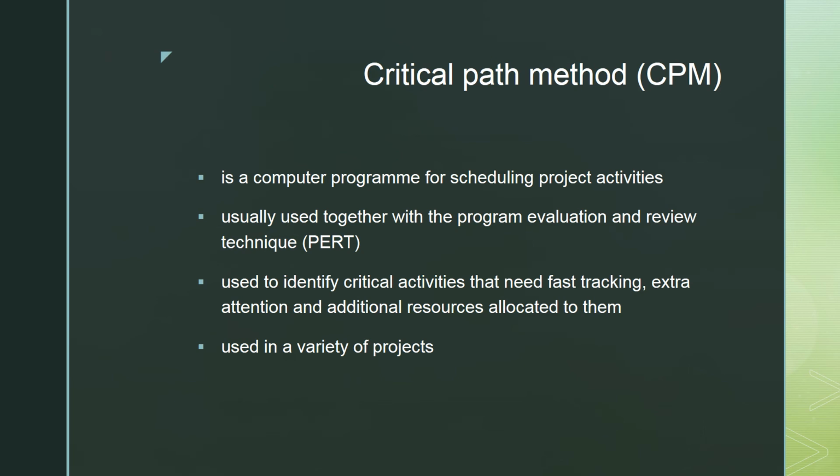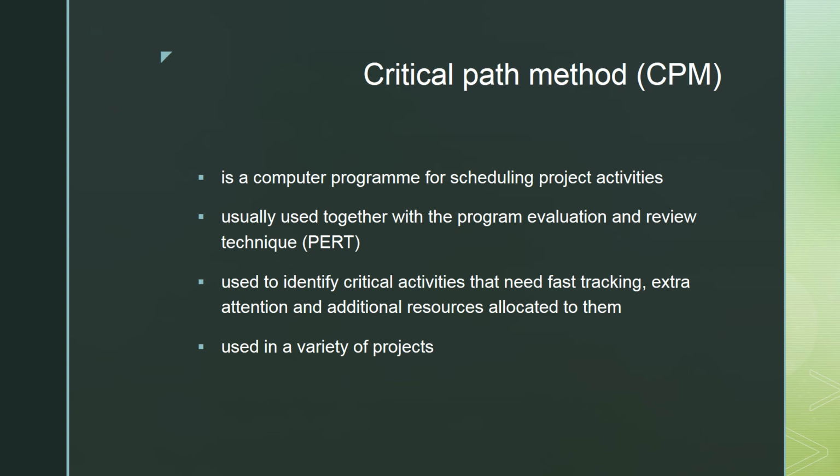And then we have the critical path method, also known as the CPM. Now, this is used in conjunction with the PERT, the program evaluation and review technique, right? This is a computer program for scheduling project activities. It is used to identify critical activities that need fast tracking.